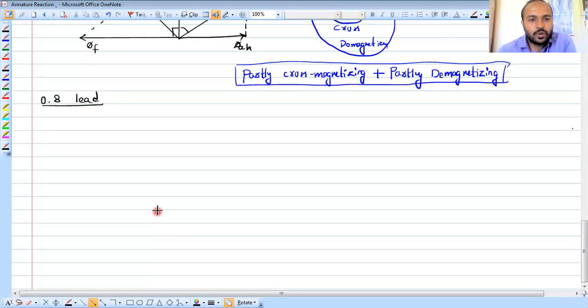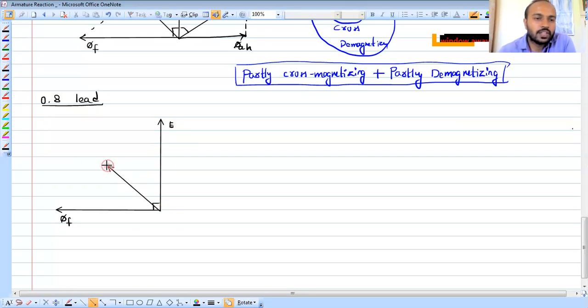So in case of 0.8 leading, this is my field flux and this is my armature flux. Sorry, induced EMF. So field flux leads this induced EMF by 90 degrees. Now it is leading, 0.8 leading. So this is my resultant armature flux phi A. Phi A leads this EMF by some angle. So we can resolve this into two components again.